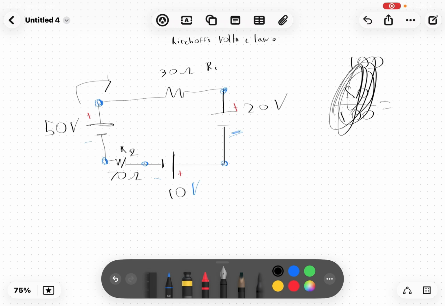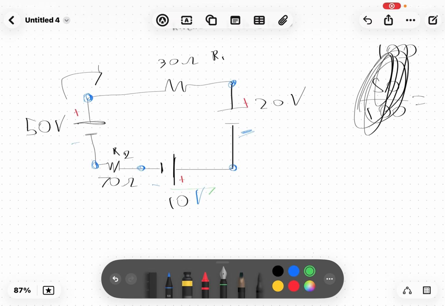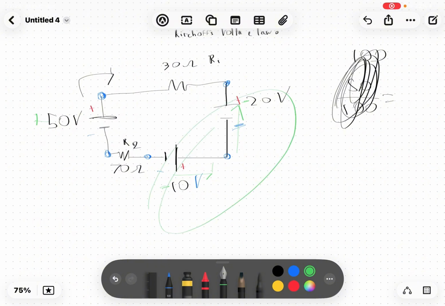Okay, remember, this goes like this, and this goes like this, which means it's a negative. These 2 are negatives, this is a positive because it goes positive. So yep, don't forget about that. Which means 50 take away 30, so 20 over 100 equals 0.2. So the current is 0.2 amps.